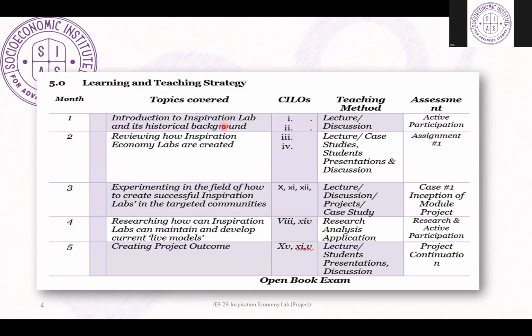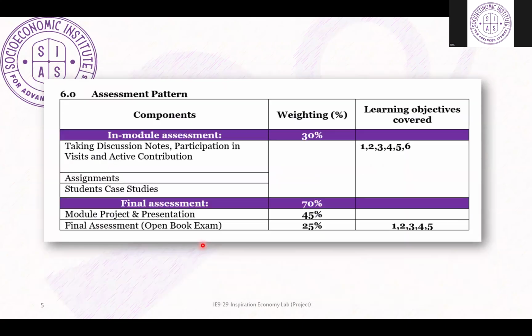Now, the topics will be covered by first the introduction to the lab and its historical background, and then a review of how the labs are created. Then we talk about how we work on the field in creating models and targeted communities, and then also how we do research based on the models created and create a project outcome so that we bring the best results to the community. As we always mention, the module is made of 30 and 70. 30 is for the discussion, assignments and case studies, and 70 will always be for the project done after finishing the requirements, and also the final assessment exam, which is 25%.